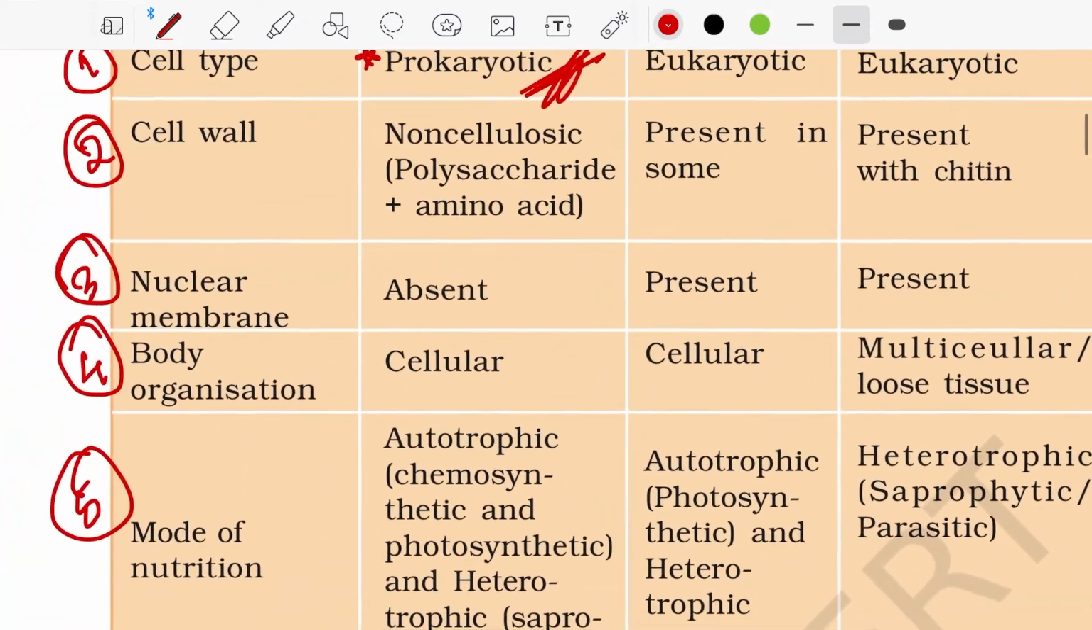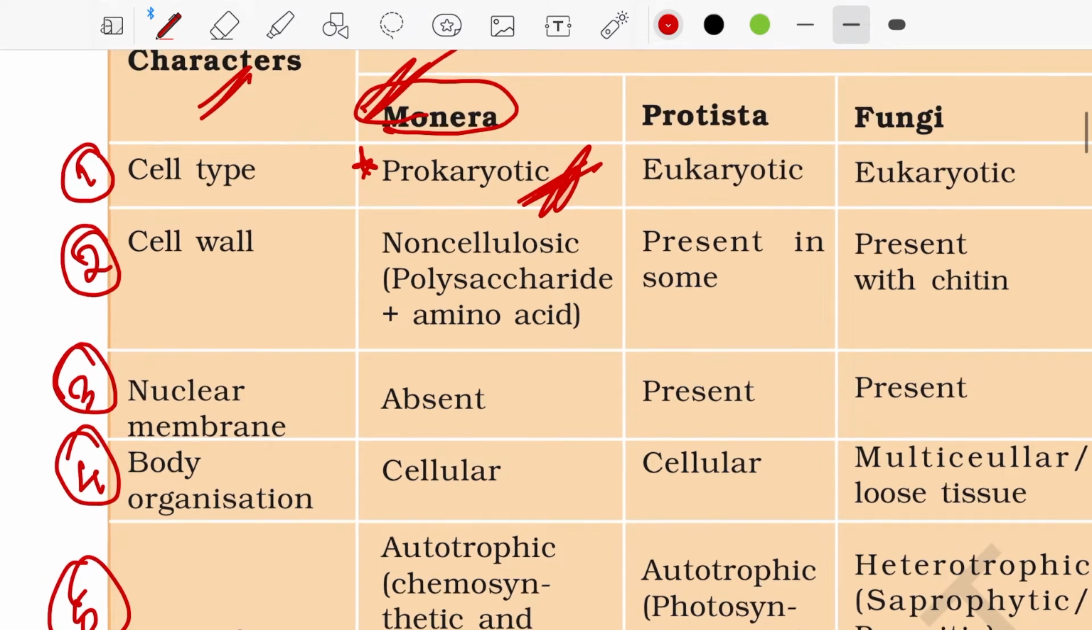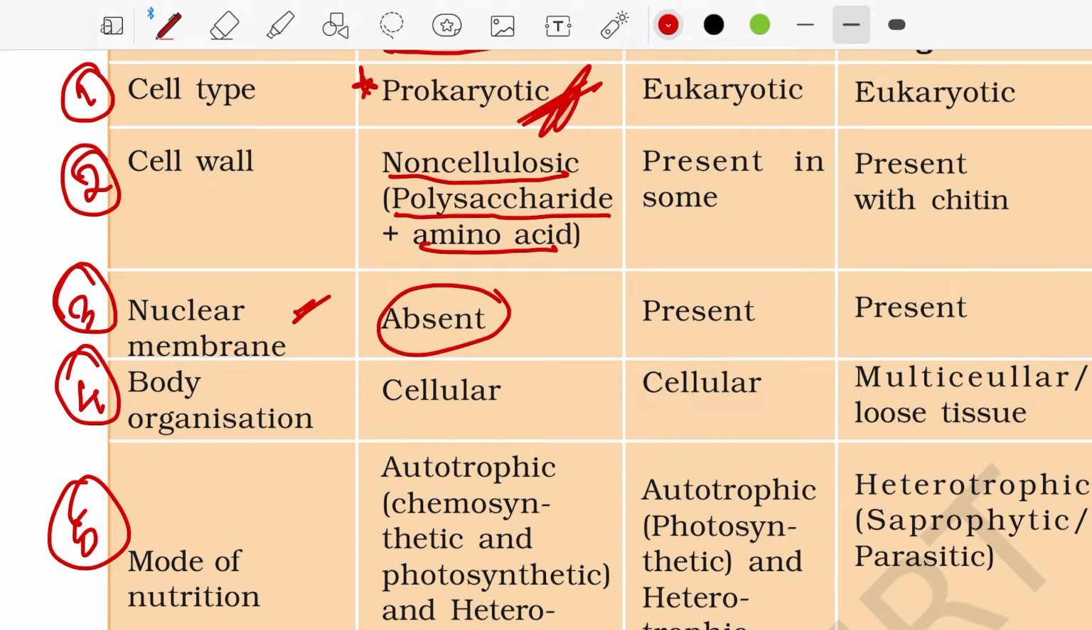The next feature is the cell wall. The cell wall of Monera is non-cellulosic, that is, it doesn't have the structural content called cellulose, but it is made up of polysaccharides and amino acids. Remember that it is not made up of cellulose but of polysaccharides and amino acids. About the nuclear membrane, it is absent for them. Next, body organization. They have cellular form of organization, that is, a single cell is present for these organisms.